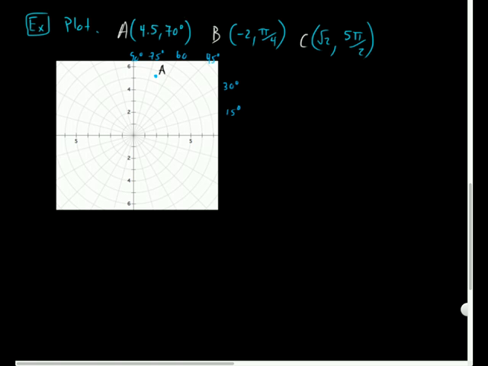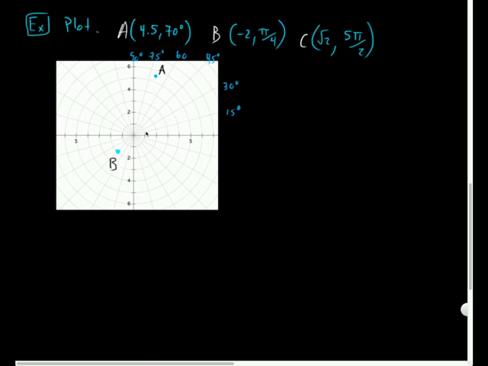Right about there. To find point B, I could go out to negative 2 and then rotate, but I'll actually prefer to move by the angle first. So pi over 4, let's see, this is pi over 2, so pi over 4 is the same as 45 degrees. So let's get to pi over 2 first, and then instead of moving out in the positive direction, I'm going to move in the negative direction. So that's going to be out here, and negative 2 is right there. So that would be my point B.